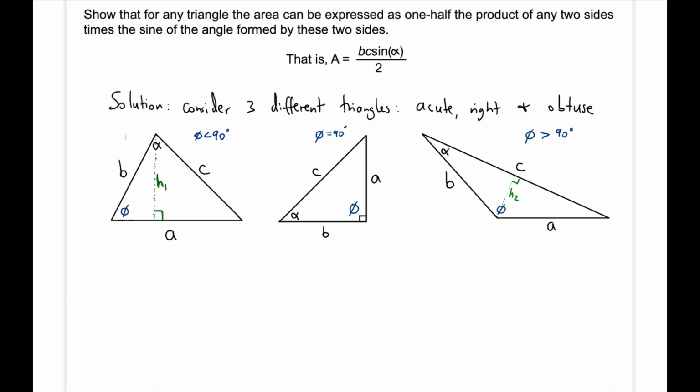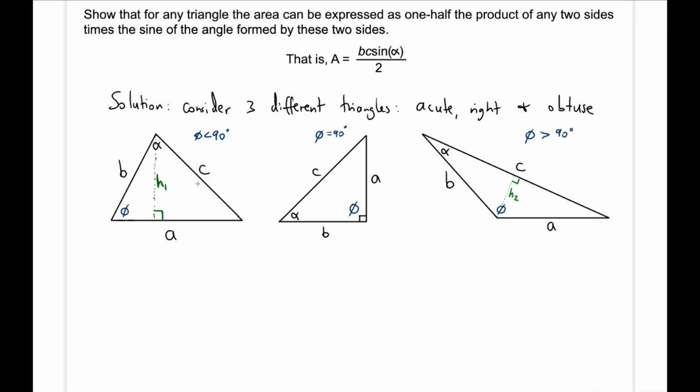So now the solution is to start considering three different triangles: acute triangle, right triangle, and obtuse triangle, right? Because we want to prove this formula for any type of triangle. And we know there are three types like that. There's acute, in which the phi angle is less than 90 degrees. As you can see, it's acute. Then a right triangle, in which the phi is 90 degrees exactly. It's a right angle. And then an obtuse triangle, in which the phi angle is obtuse, greater than 90 degrees.